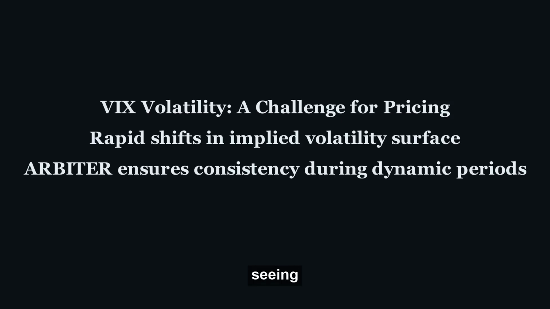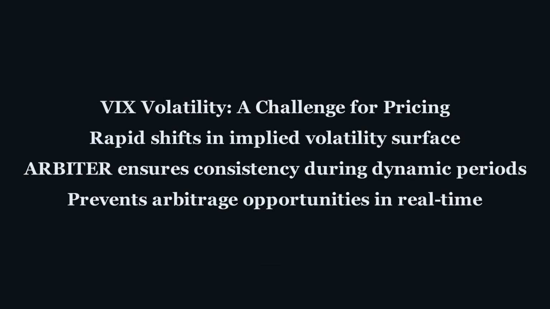Why is this relevant right now? Well, today, we're seeing significant movement in the VIX. When the VIX is highly volatile, the implied volatility surface, which is a 3D plot of implied volatility across different strikes and maturities, can shift dramatically and rapidly. In such dynamic environments, maintaining arbitrage-free pricing becomes incredibly challenging. A model like ARBITER ensures that even as the market's perception of future volatility changes, the resulting option prices remain internally consistent and free from free money opportunities, providing stability and reliability.